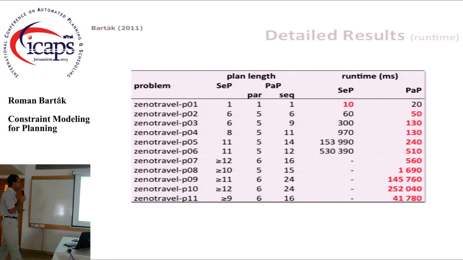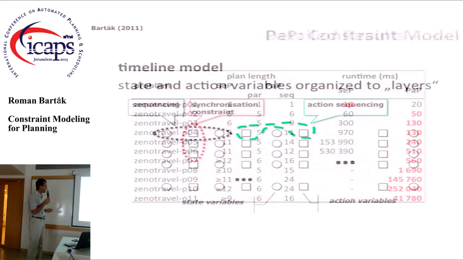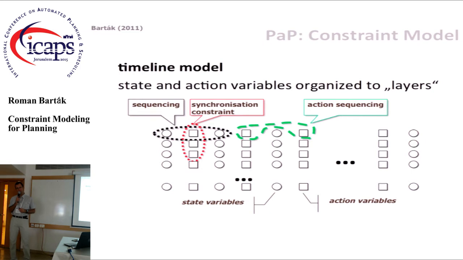No. Okay. So this was a parallel planner. This was the model of the parallel planner. We have the sequencing constraints, state variable, action, next state variable. We have synchronization constraints, and we have redundant action sequencing constraints.